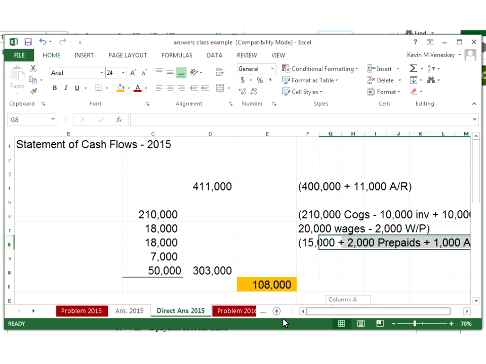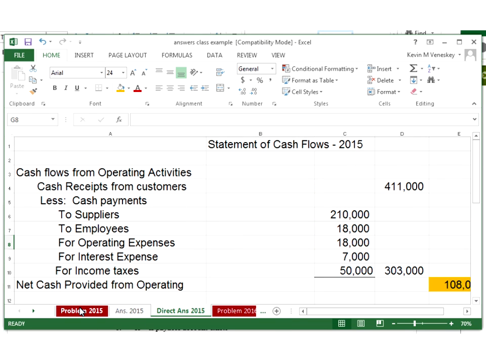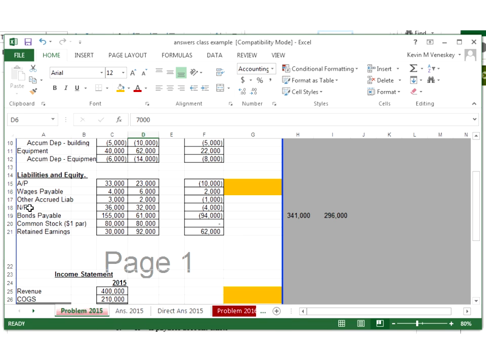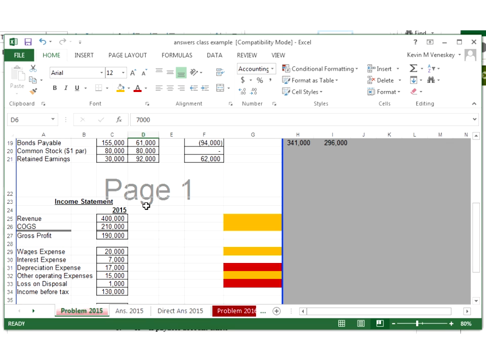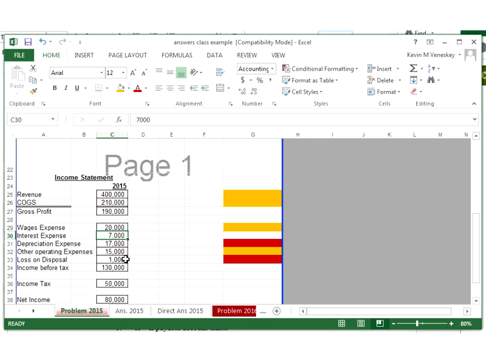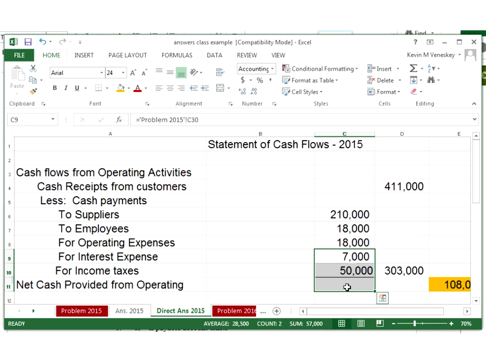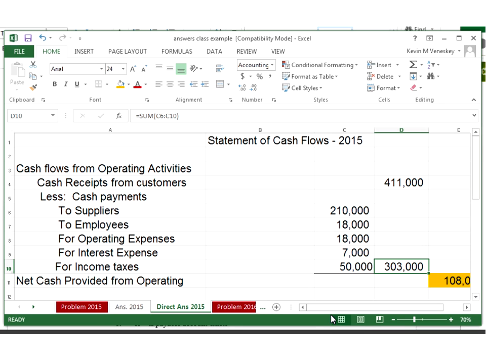There's that. Now the last two are pretty easy. We can just look at the income statement because I don't have any specific payables for income taxes or interest. We look at the interest, $7,000. Income tax here, $50,000. So I got $7,000 and $50,000, and I got those accounted for here. So total cash payments, when you add up all of these, you get $303,000.